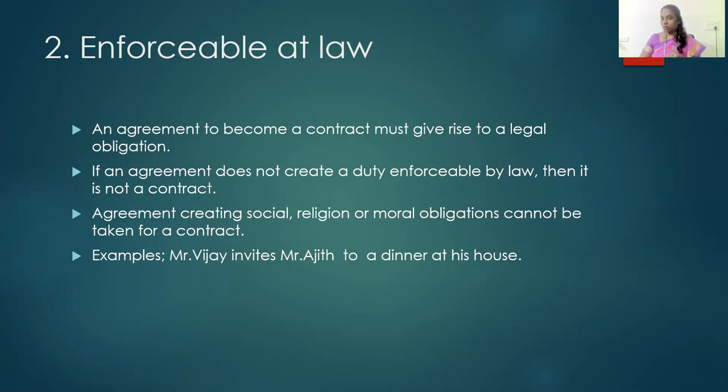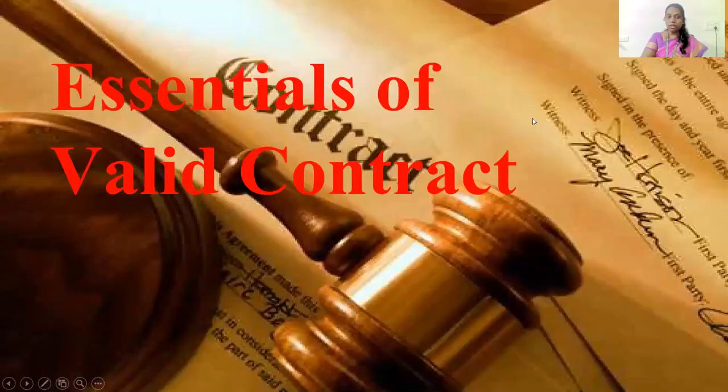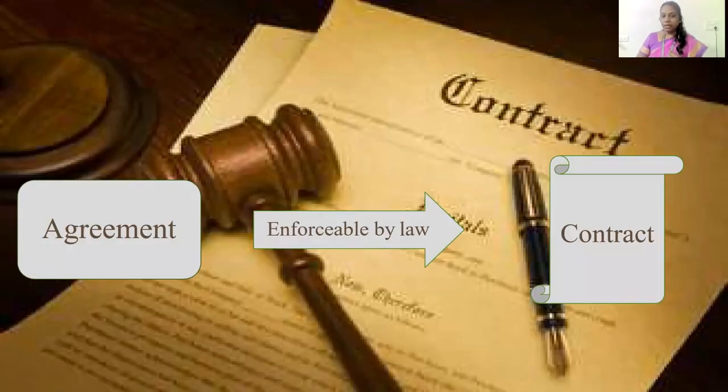If it has to become a contract, it must give rise to a legal relationship. It must be something which is accepted in the sight of law and which will be enforced in the court of law. Only then it will be termed as a contract. So, all agreements cannot become a contract, but all contracts will definitely have an agreement in them. So, contract is nothing but an agreement plus enforceability by law. By this, we understand the meaning of contract. Thank you.